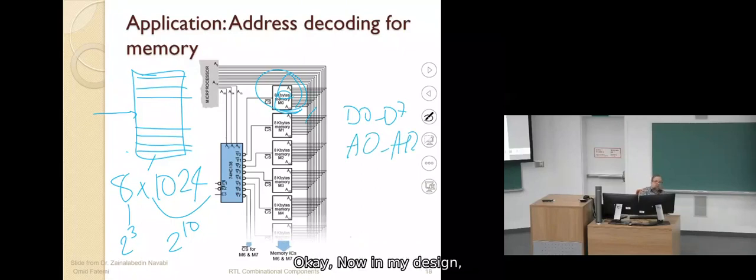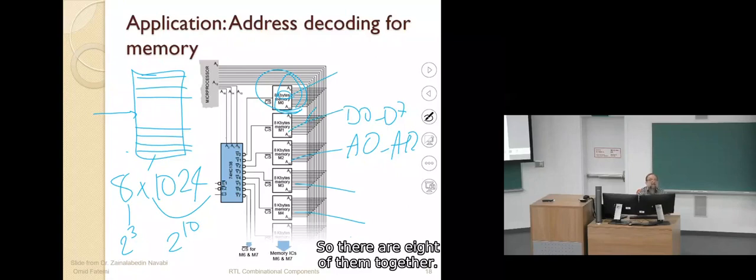Now, in my design, I want to have 64K of memory, not 8K. But I have only 8K memories. So what should I do? I should use 8 of them, since 8 times 8K becomes 64K. So I will put 8 of these memories together.